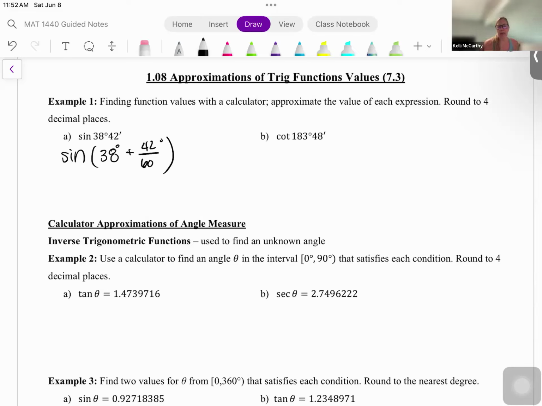And I'm also going to set up example B, and that way we can go straight to Desmos and I can show you both of those examples at one time. Cotangent of 183 degrees, 48 minutes. The first thing I want to point out is that we do not have a cotangent button on our calculators. We just have tangent. So we have to use that reciprocal identity. So cotangent of 183 degrees, 48 minutes is the same as 1 divided by tangent of 183 degrees, 48 minutes. And we're going to rewrite that argument the same way we did in example A. So 1 over tangent of 183 degrees plus 48 over 60 degrees.